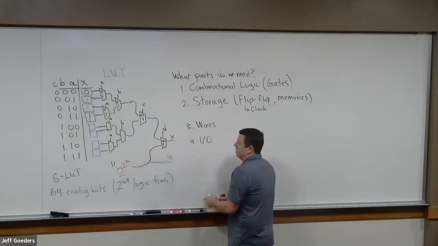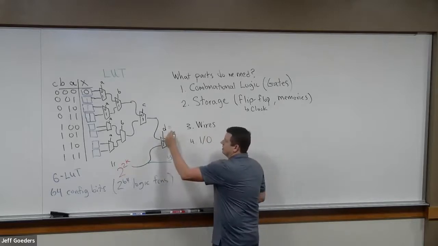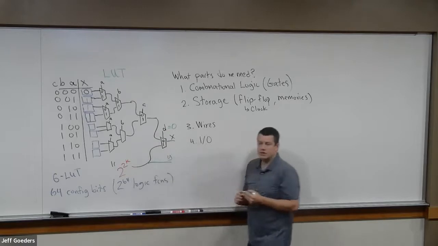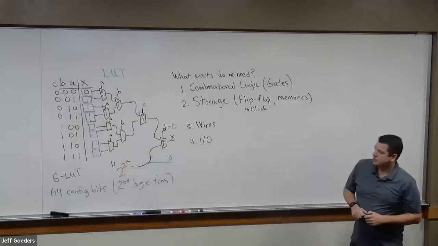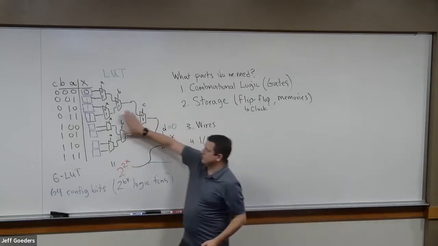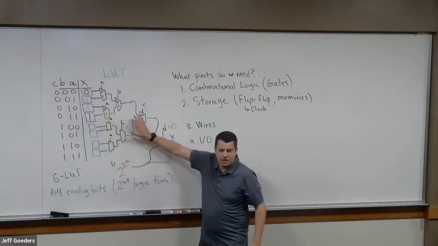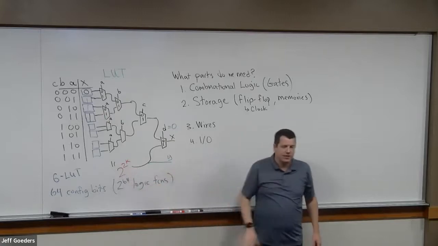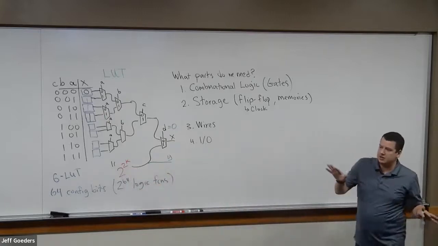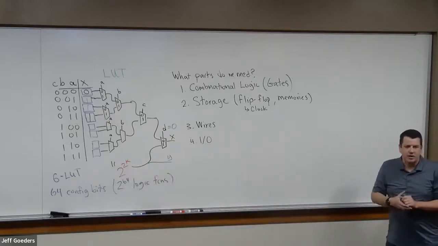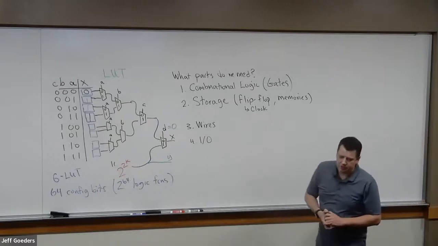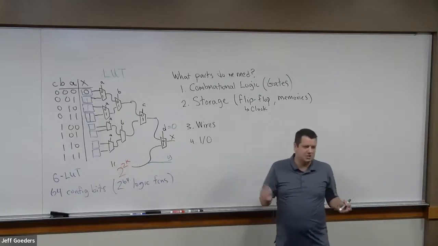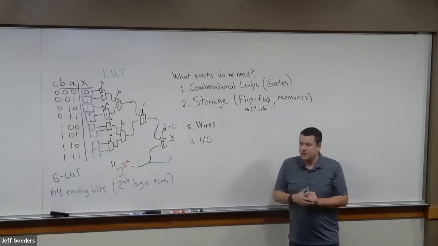I would need to set one of these inputs to be fixed. Essentially I'd be using the top half for one logic function and the bottom half for a different logic function. And so I can essentially split the LUT in half. This is really useful for when you write smaller logic functions that don't use 6 inputs.